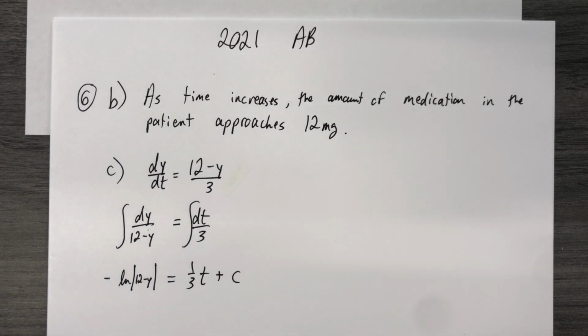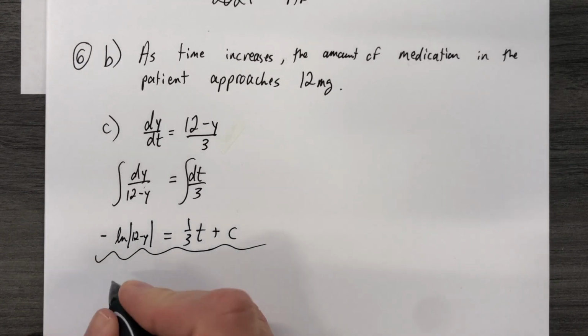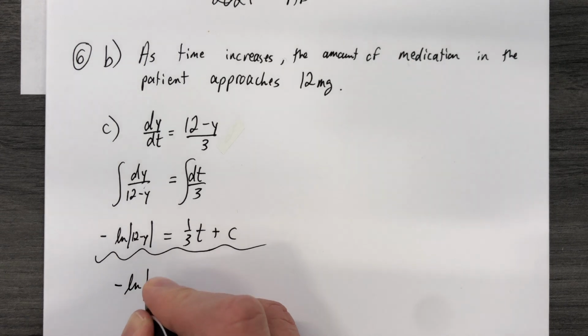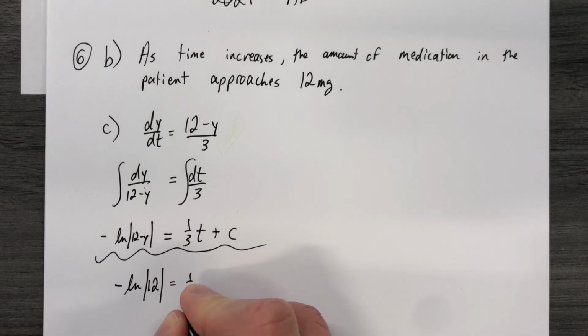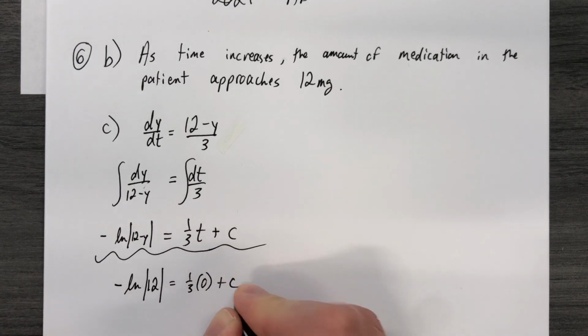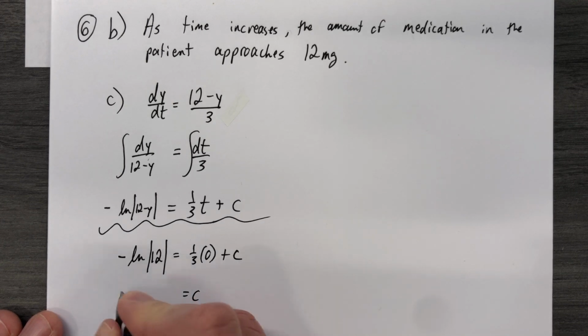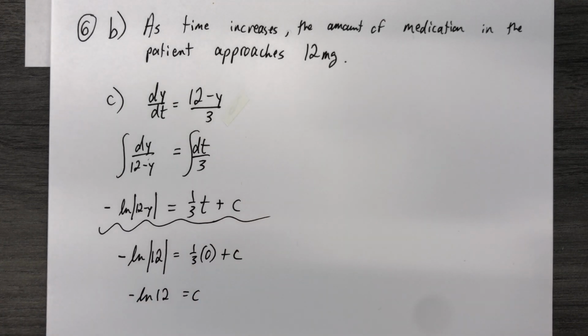I like to stop here and go ahead and find out what c is. There are others that would manipulate this and do all kinds of stuff. I really find it best to stop right here, plug in 0, 0. So at 0, 0, we have negative natural log of 12. I could put parentheses on that because it won't be negative. And then 1/3 times 0 plus c. Because t is 0, y is 0. So c equals negative natural log of 12. And that's really all I can do with it. That doesn't really get me very far, but that's what I know about c.